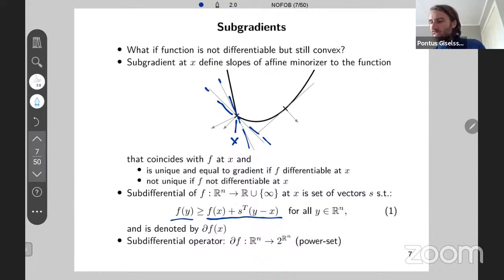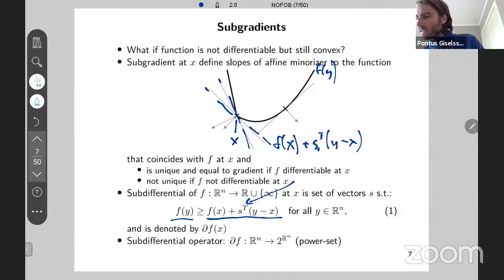The only difference here is that we have replaced, here we had the gradient before, now we have s, which is the subgradient. So the full function is f of y. This is f of x plus s1 transpose y minus x. This one, f of x plus s2 transpose y minus x. So here we have s1 and s2 that define the slope. They multiply y, they define the slope of these affine minorizers. And they are different, s1 and s2.